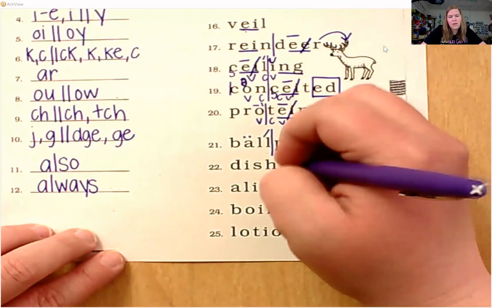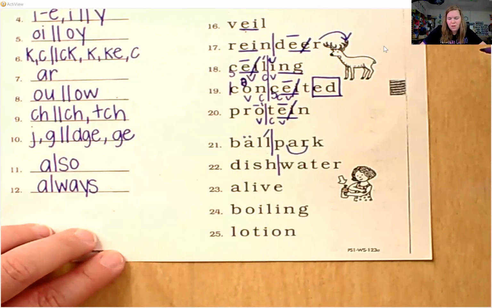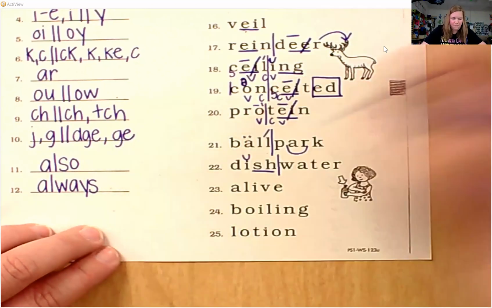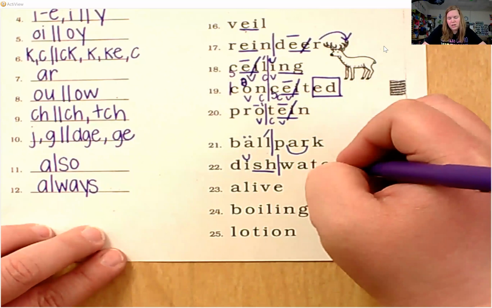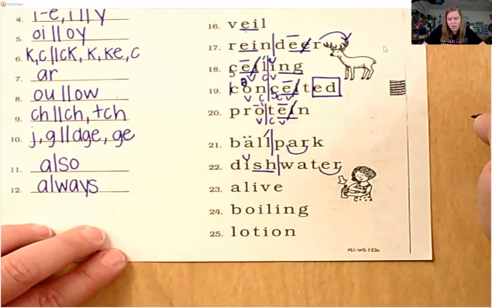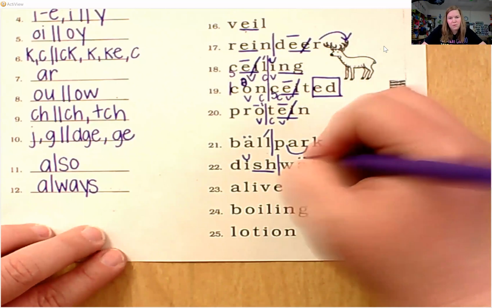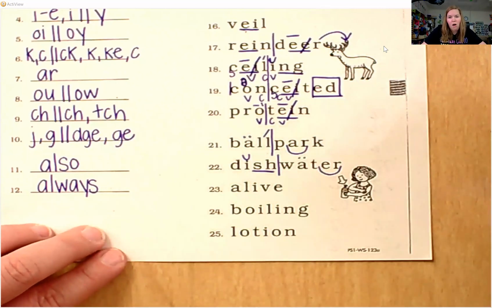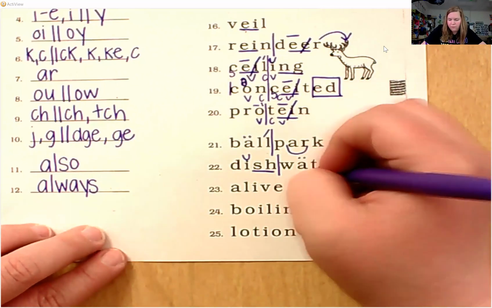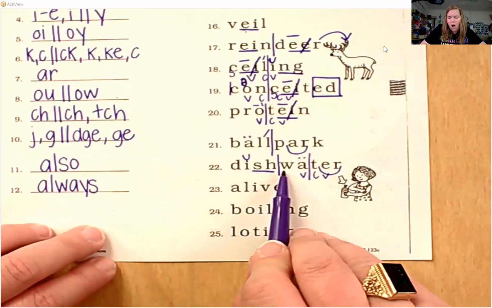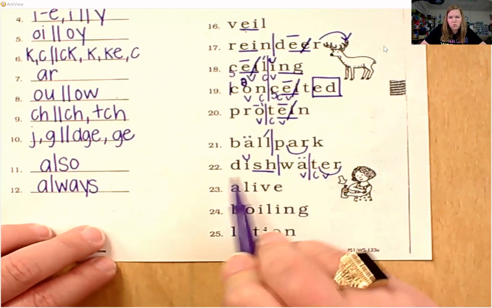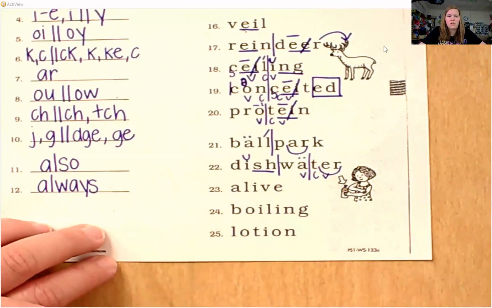Number 22 is a compound word. We have digraph SH to underline. And the I is closed in, so we'll put a brief. Combination ER. And the A is following the W. So it gets 2 dots. It will say aw. We actually have a vowel, consonant, vowel pattern. So it's going to be divided again. So we have d-ish, dishwater. Dishwater.